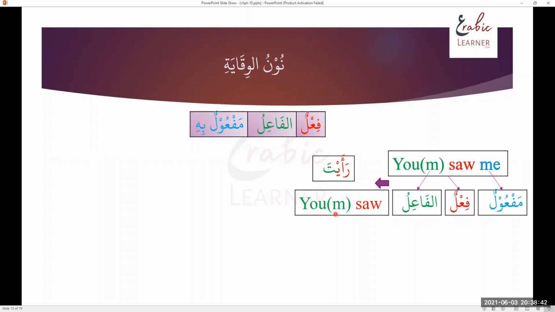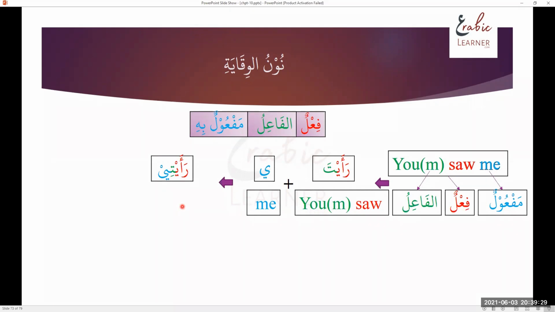Now, if I want to add Mafool Bihi to that, and Mafool Bihi is me, which is Ya Mutakallim, I have to attach Ya to this. If I attach Ya to this, what will happen? Ra'aita, and I attach Ya. I cannot read it as Ra'aitai. So normally what do we do? We put kasra on the last alphabet. That is the rule we follow, right?